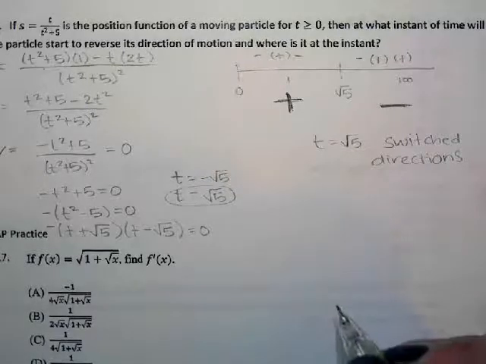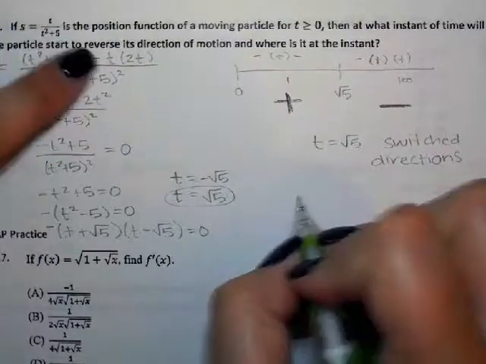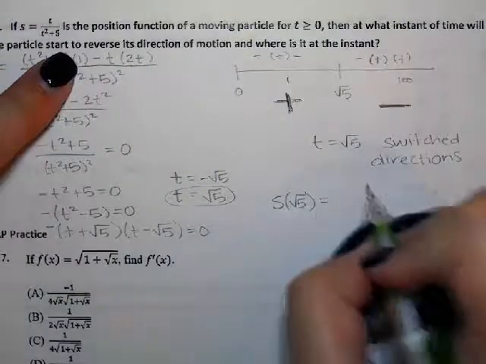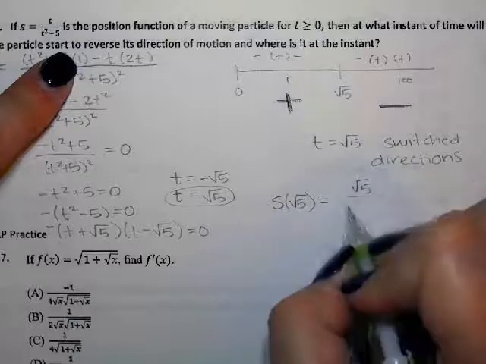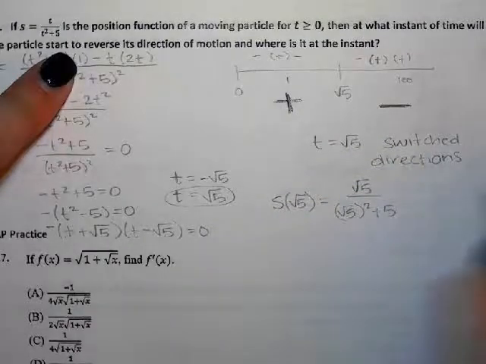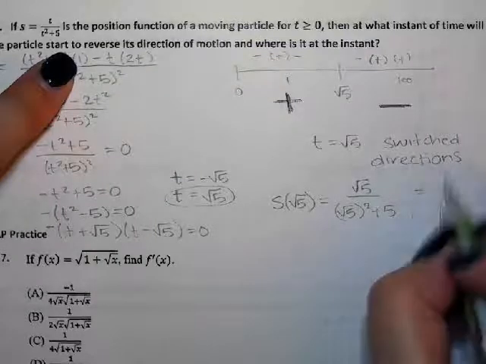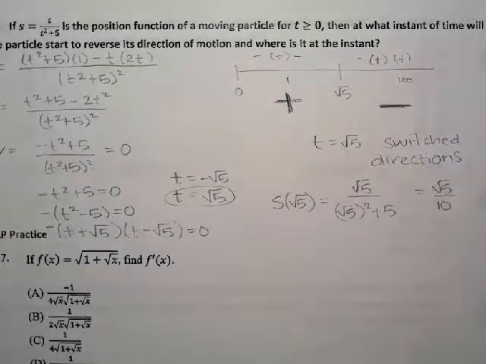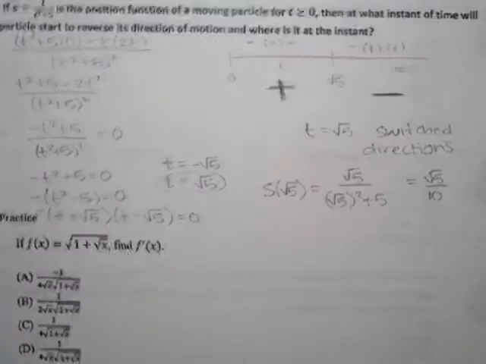Okay, so now we're going to say s of square root 5 is square root 5 over square root 5 squared plus 5, and looks like square root 5 over 10, and I'm just going to call that good because it's not calculator active, so we're done.